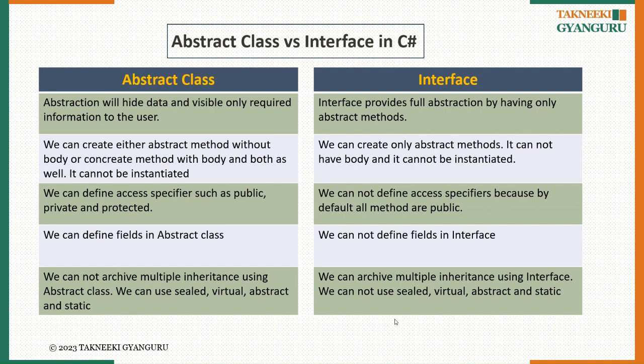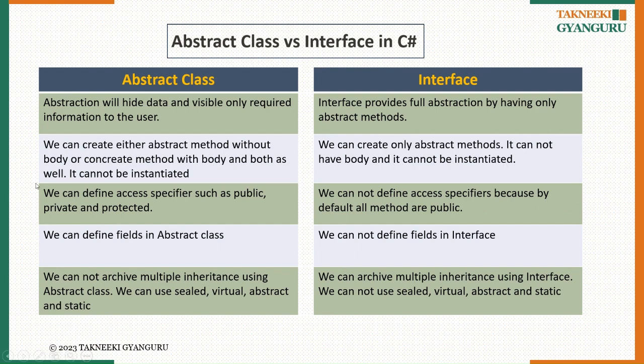The interface provides full abstraction by having only abstract methods. What does this mean? This means we will create only abstract methods. By default they are public and they will not have any body, right? This interface will have only the blueprint, where we define only the abstract methods.